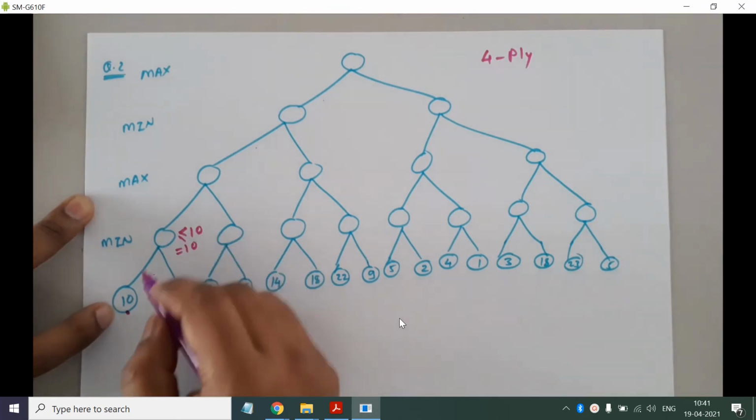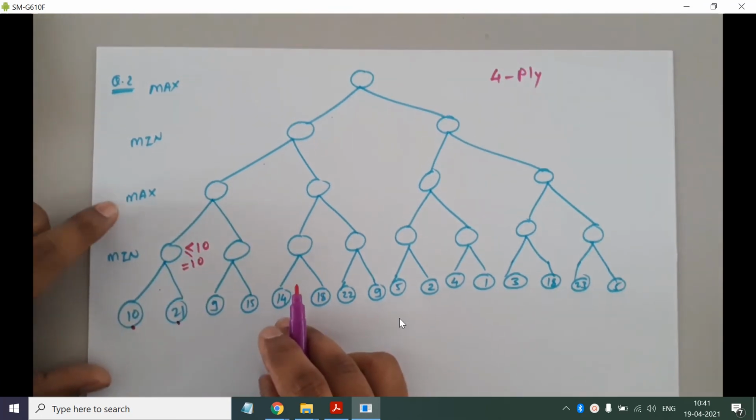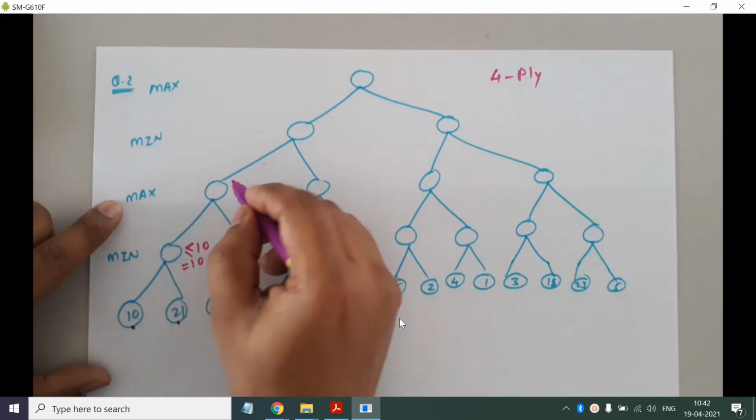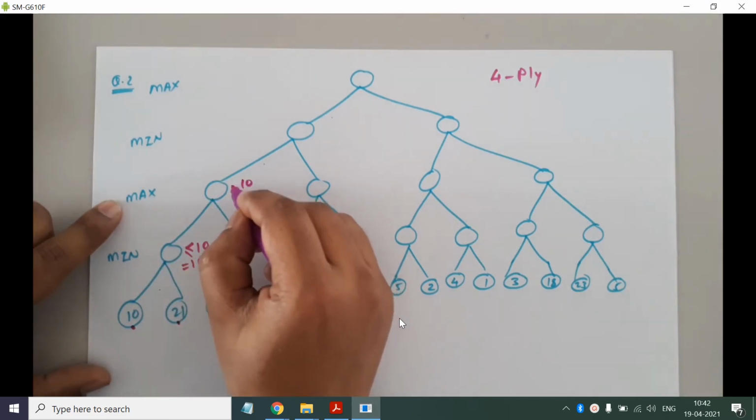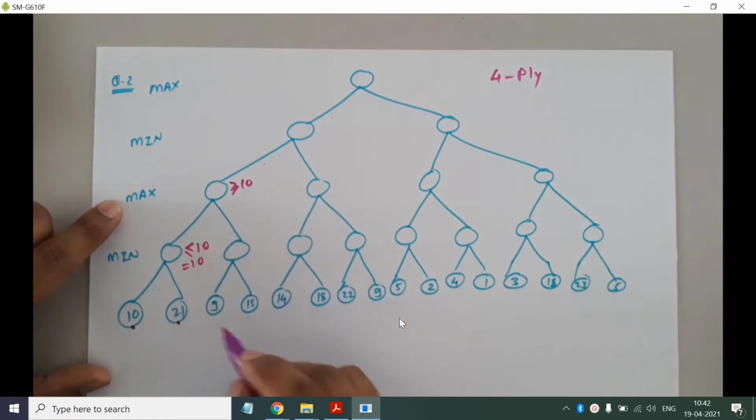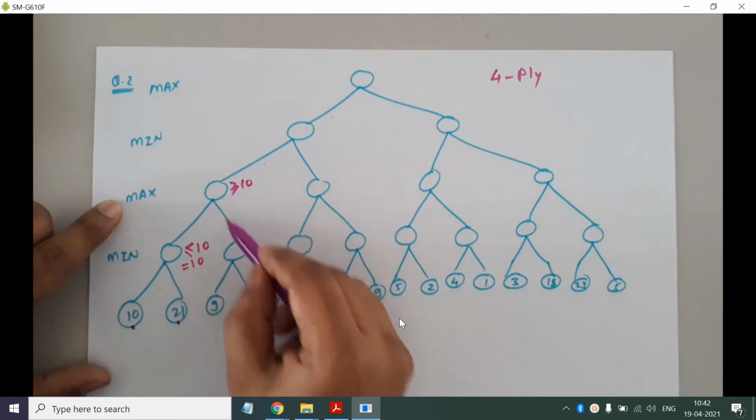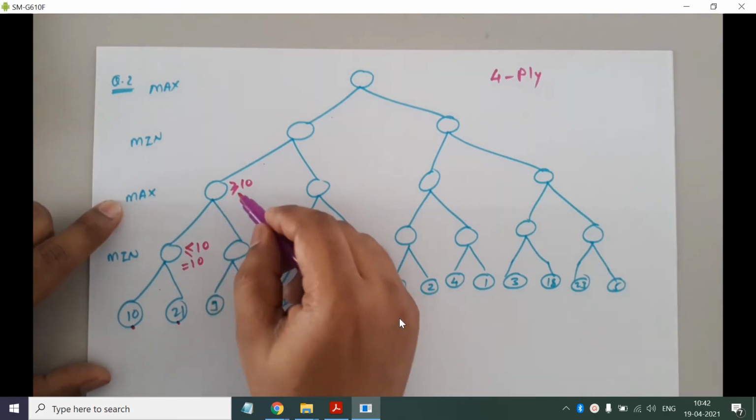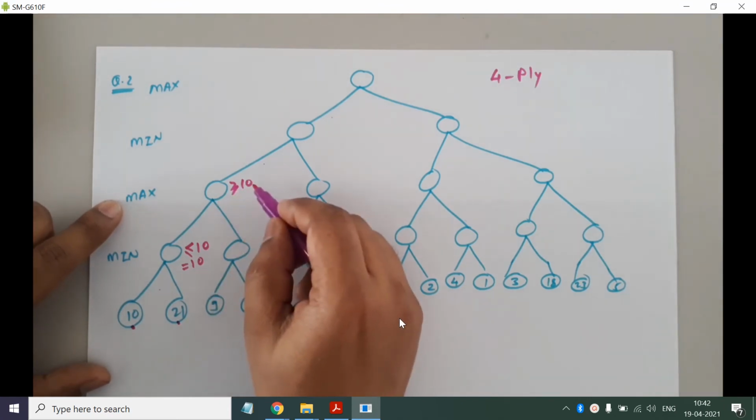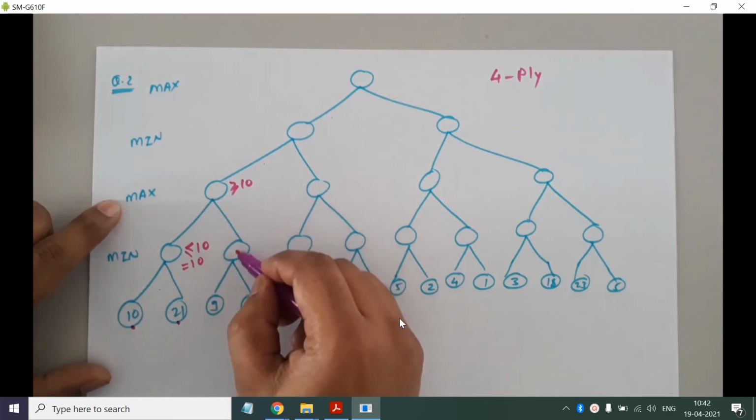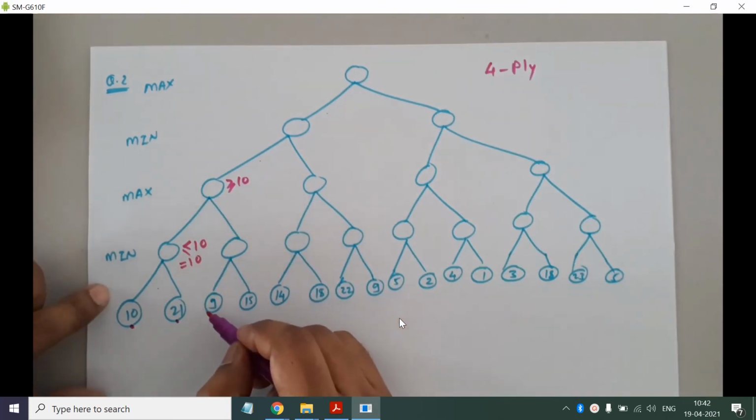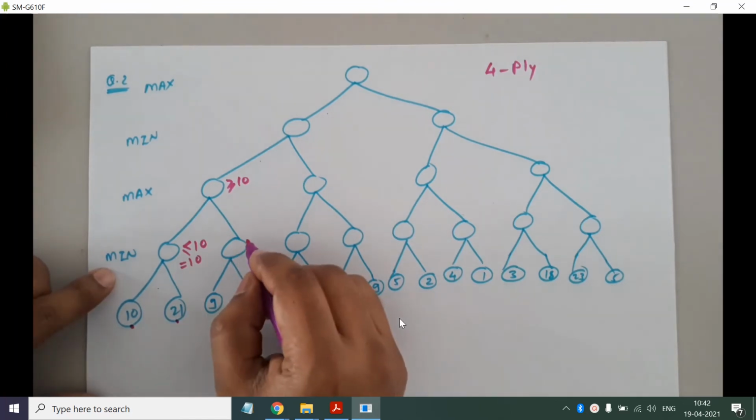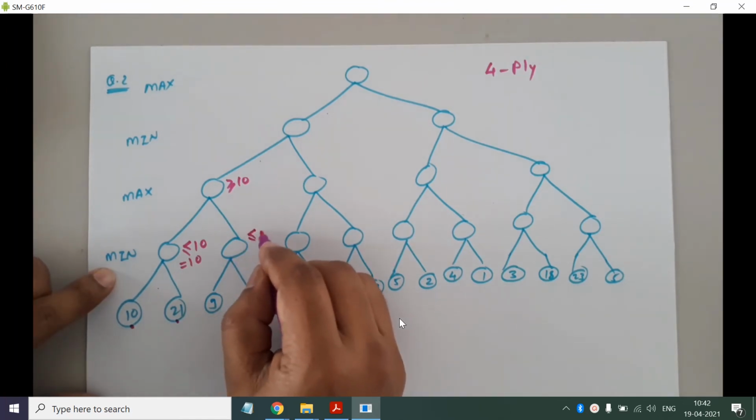At the max node we will be updating the alpha value. For this branch he is getting 10, so max will want a higher value than that from the second branch. So here the alpha value will be greater than or equal to 10. We'll go to this branch. Here we have 9, and since it is min, the beta value will be 9.